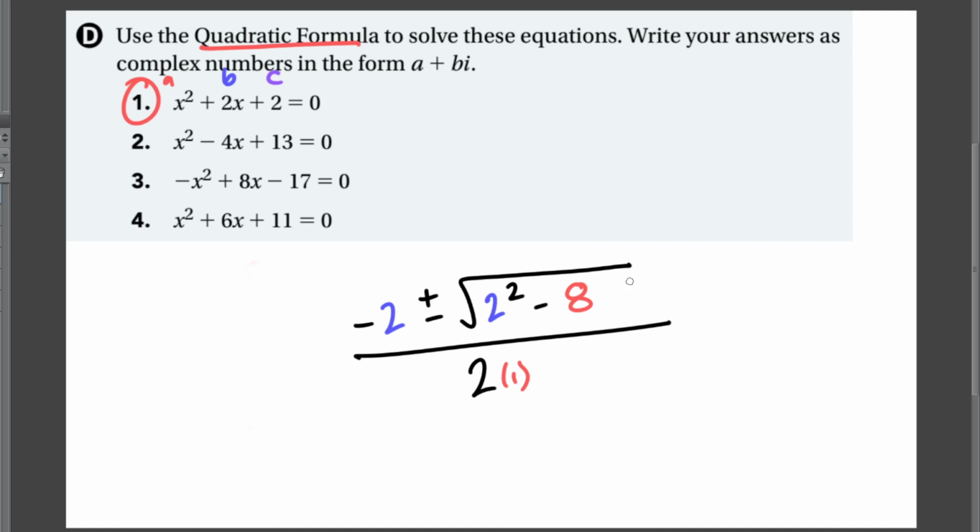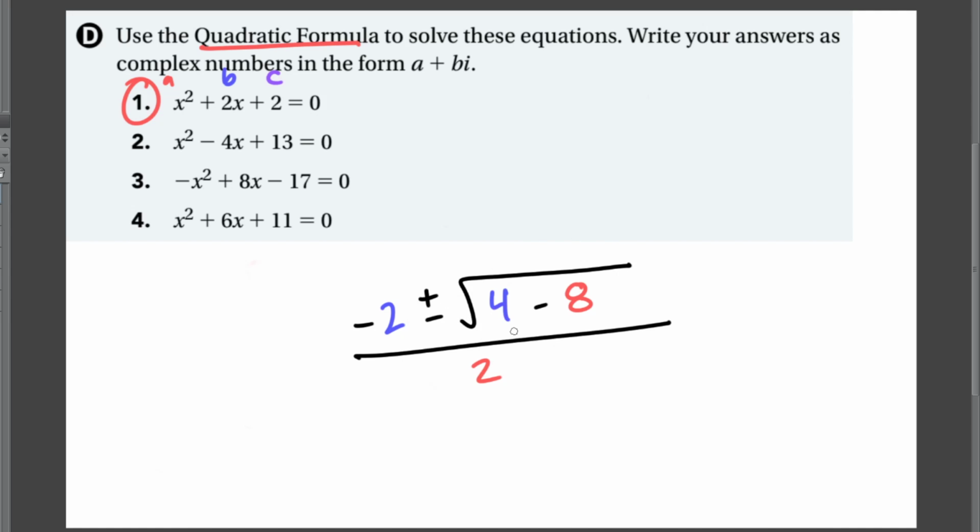There we go. Next one, I have 2 to the power of 2, simplified gives me simply 4. And then down on the bottom, we have 2 multiplied by 1, which is going to simply give me 2. Cool?